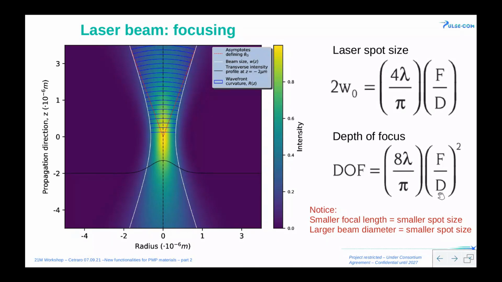Another important characteristic is the second formula. This is called depth of focus. You can see in the simulation this green yellowish color, which tells us the volume in which the laser intensity is high enough for our processing. The important part is that it depends on the square of the focal distance. So the longer the focal distance, the higher the depth of focus will be. However, the laser spot will be bigger as well.